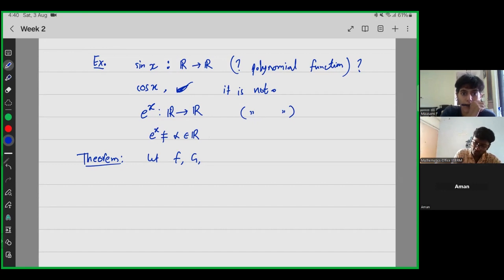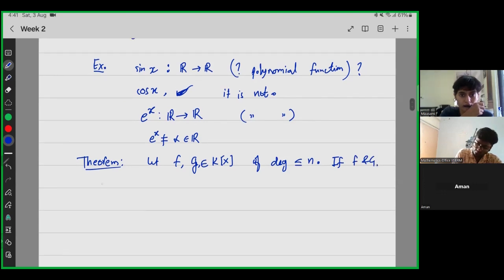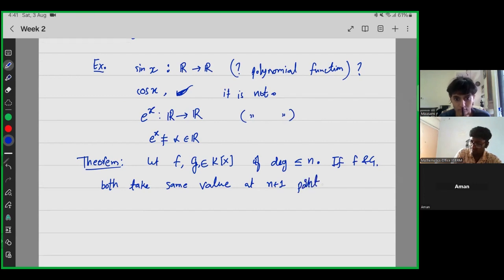Theorem: let f and g be two polynomials of degree less than or equal to n, and suppose f and g take the same values at n plus 1 distinct elements of K. Then f is equal to g.